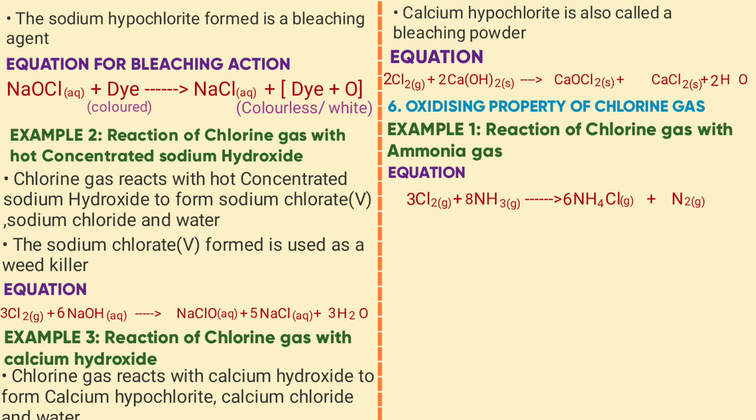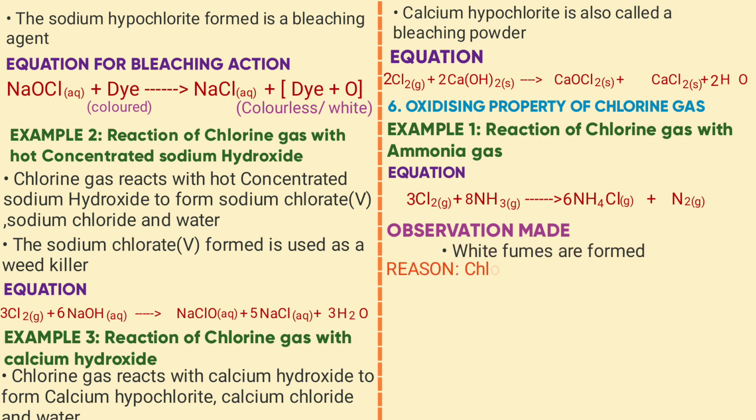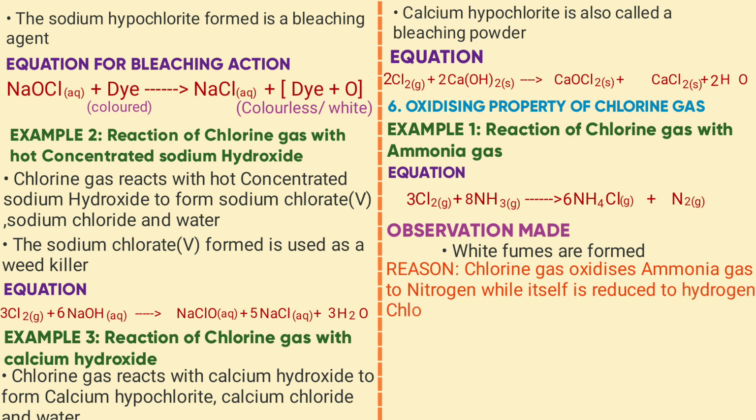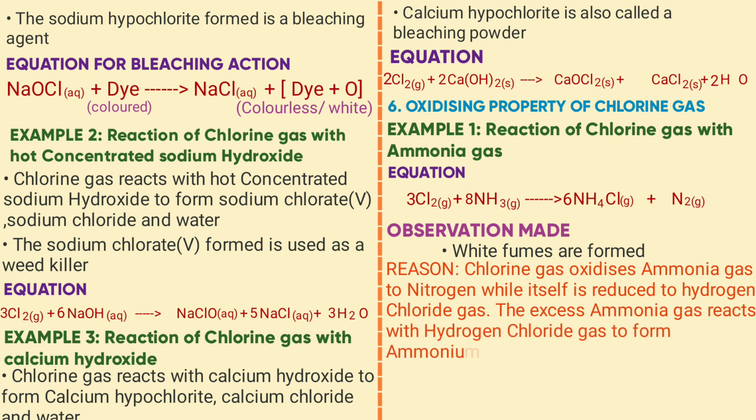chloride. Now, the observation made during this reaction is that white fumes are formed. Reason: chlorine oxidizes ammonia to nitrogen while itself being reduced to hydrogen chloride gas. The excess ammonia reacts with hydrogen chloride gas to form ammonium chloride, which is the white fumes.